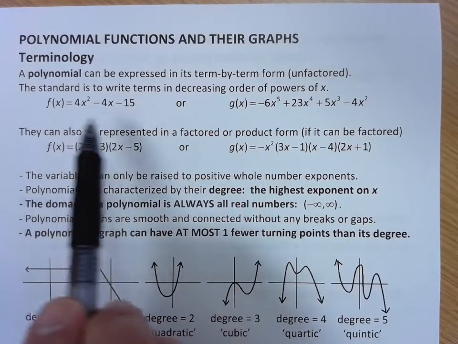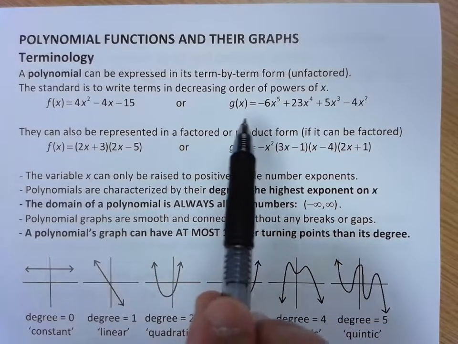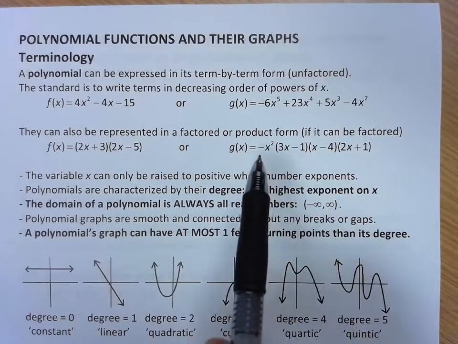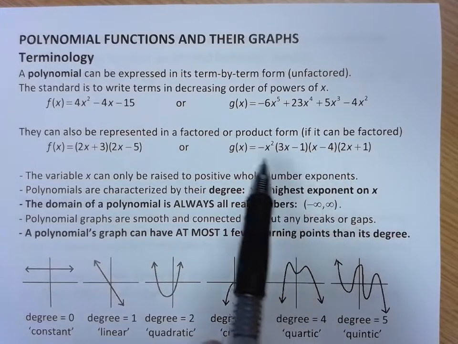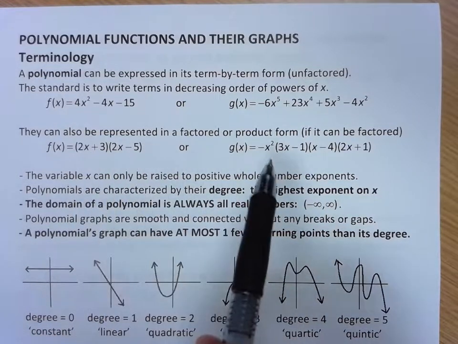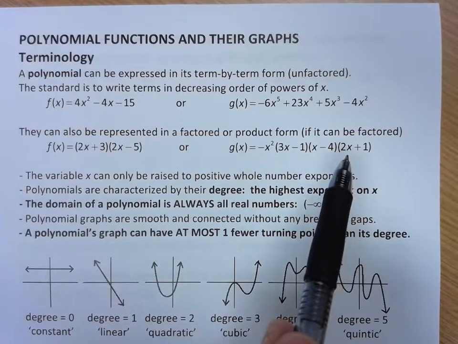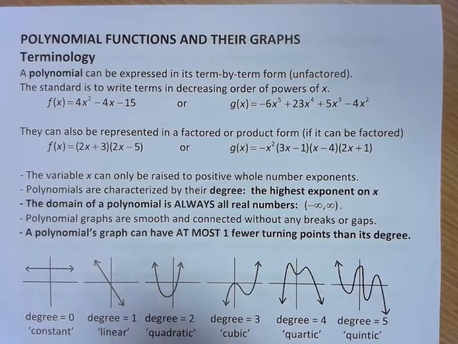So this polynomial f of x can be factored this way as two binomials. This polynomial named g of x can be factored as a monomial and then three binomials. So sometimes a factored form is kind of handy, especially for finding x-intercepts, because every factor that contains an x would tell you an x-intercept when you set the y variable equal to 0 and try to isolate those intercepts.